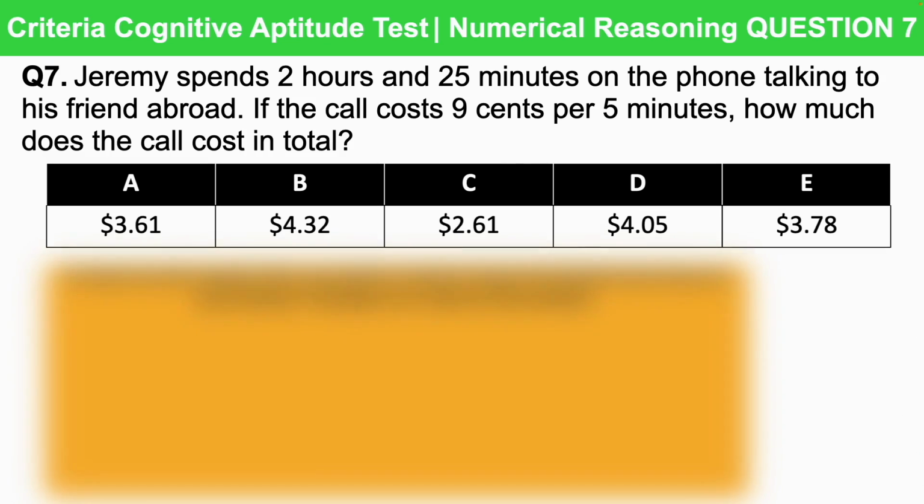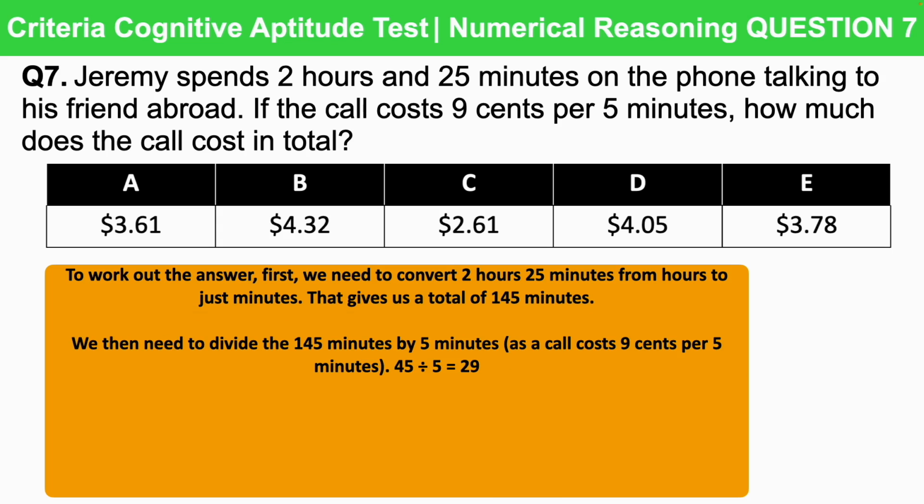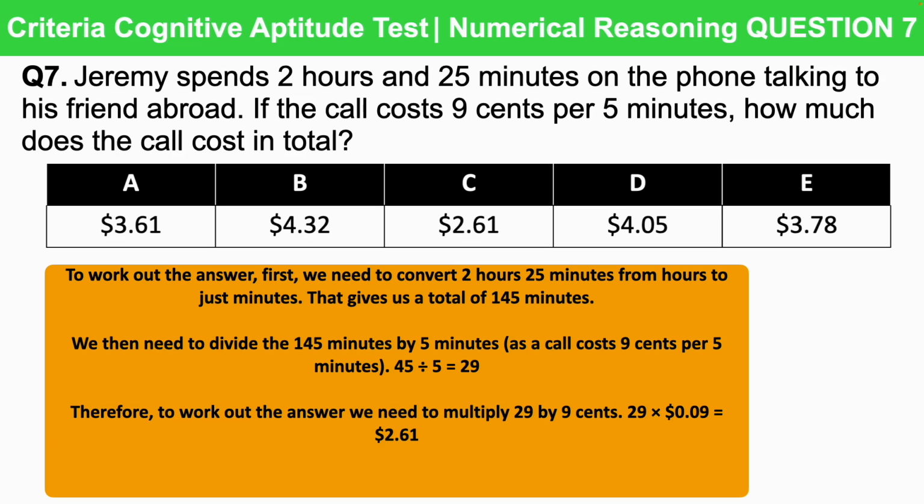Well, to work out the answer, first we need to convert 2 hours 25 minutes from hours to just minutes. That gives us a total of 145 minutes. We then need to divide the 145 minutes by 5 minutes. So 145 divided by 5 is 29. Therefore, to work out the answer, we need to multiply 29 by 9 cents. So 29 times 9 cents is $2.61. That makes C, $2.61, the correct answer. Did you get it right?